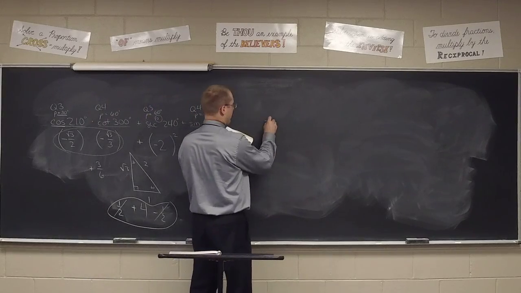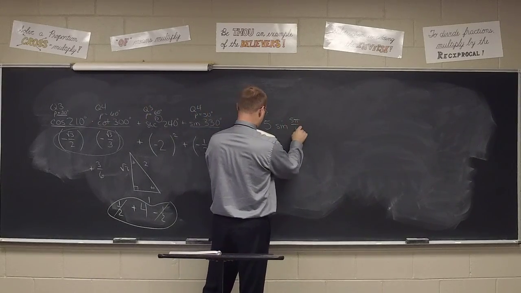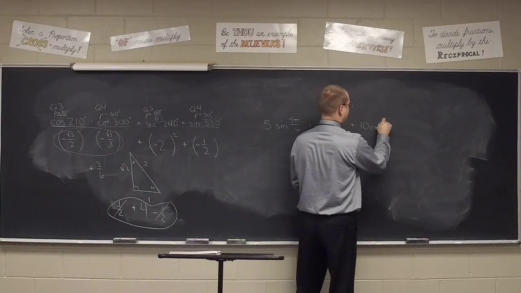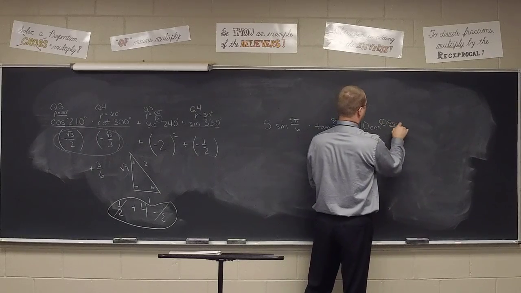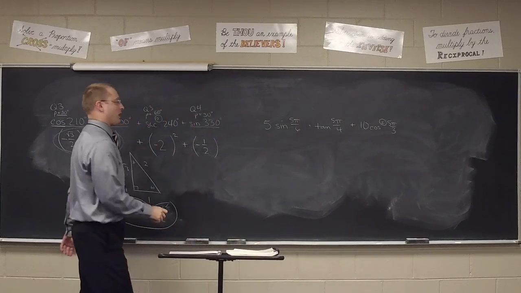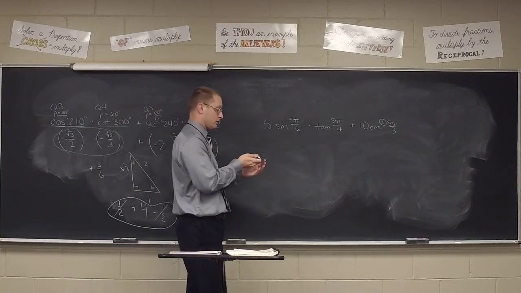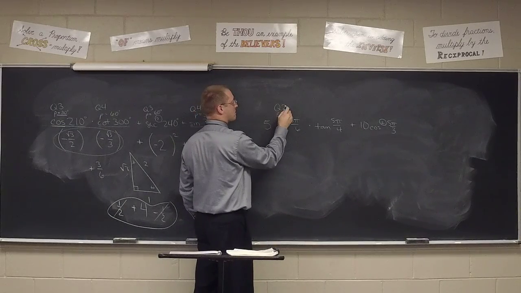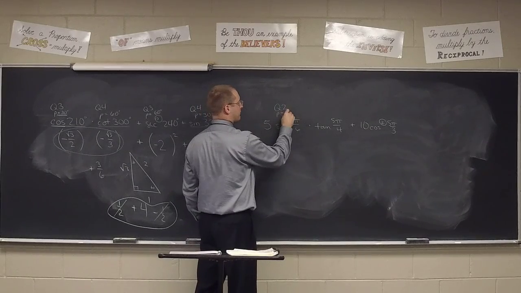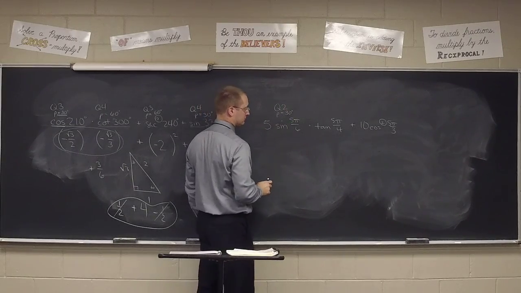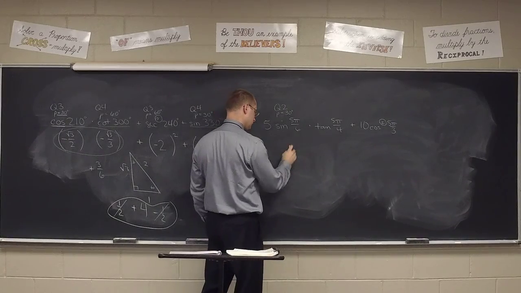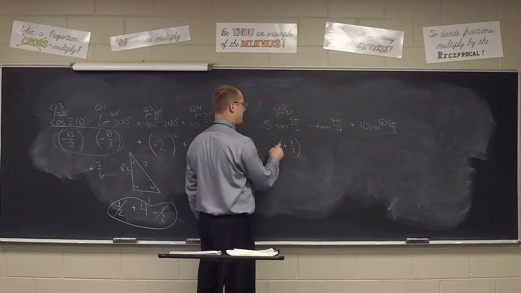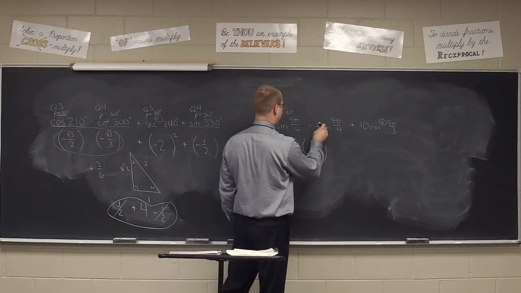Number 19, we've got 5 times the sine of 5 pi over 6 times the tangent of 5 pi over 4 plus 10 times the cosine squared, pay attention to that, of 5 pi over 3. First thing we always start with is quadrant. 5 pi over 6, second quadrant, reference angle 30 when we see denominator 6. And sine of 30 is 1 half. Quadrant 2, sine is positive. And we're going to multiply that by a 5.